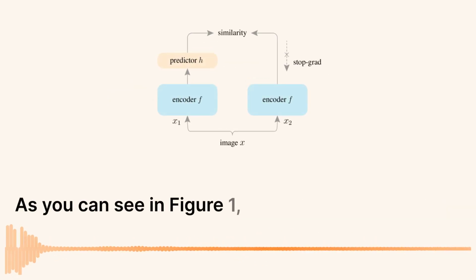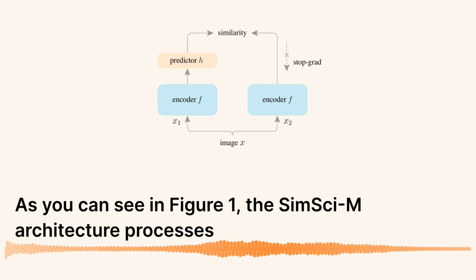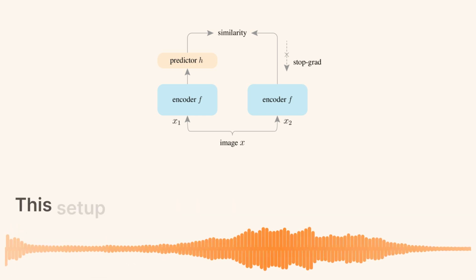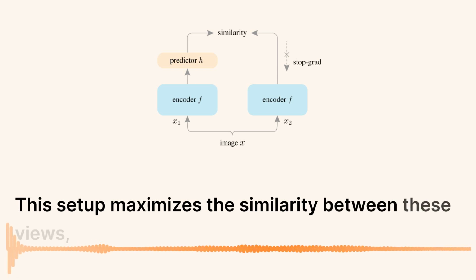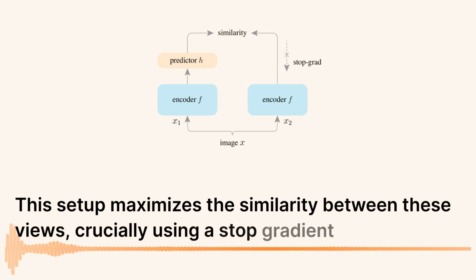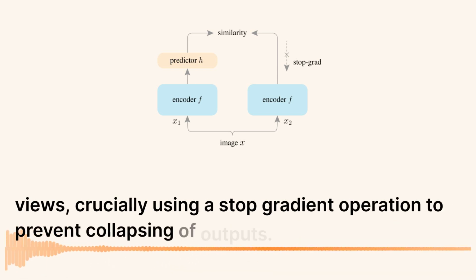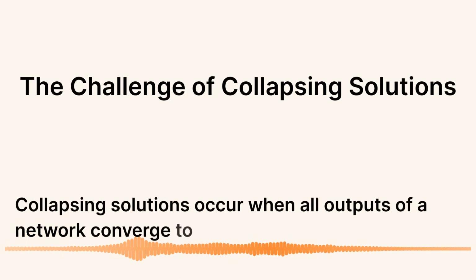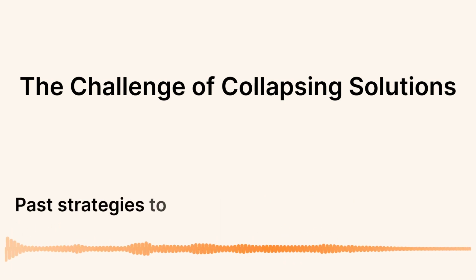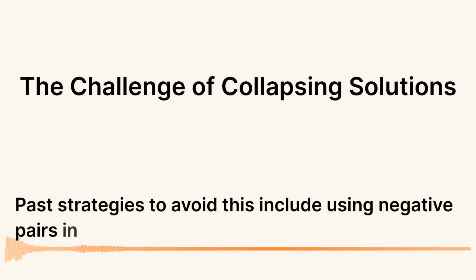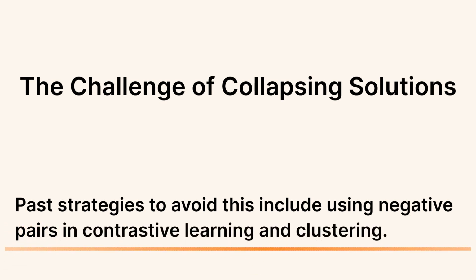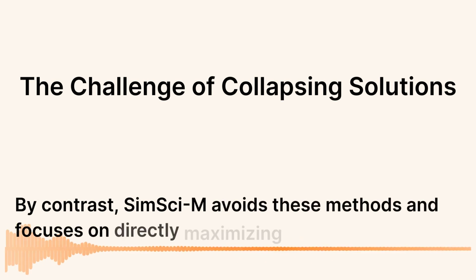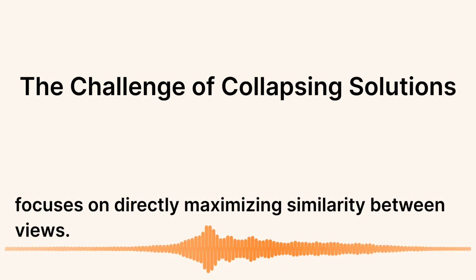As you can see in Figure 1, the SimSiam architecture processes two augmented views of one image with the same encoder network. This setup maximizes the similarity between these views, crucially using a stop gradient operation to prevent collapsing of outputs. Collapsing solutions occur when all outputs of a network converge to a constant. Past strategies to avoid this include using negative pairs in contrastive learning and clustering. By contrast, SimSiam avoids these methods and focuses on directly maximizing similarity between views.